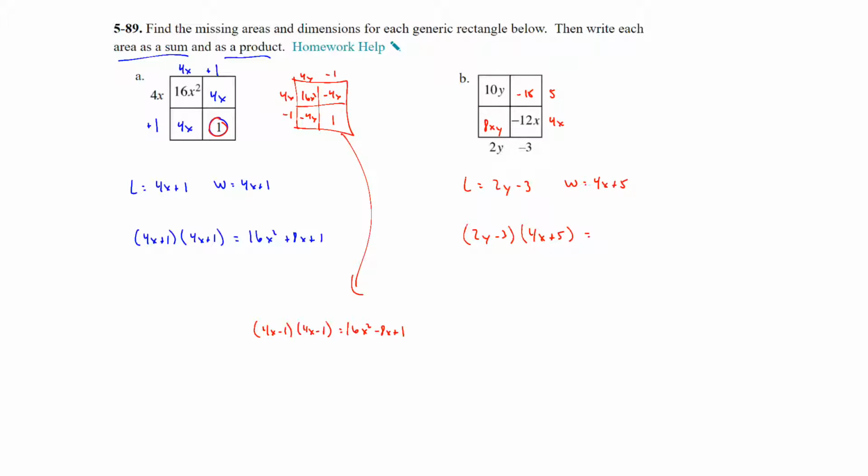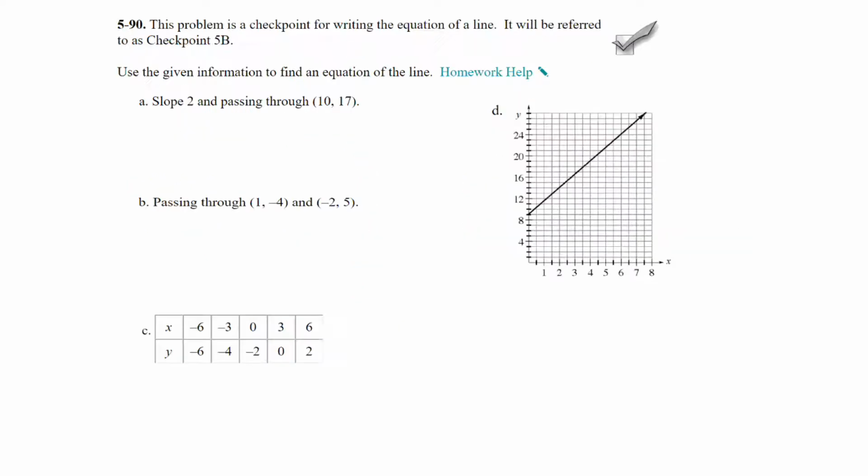And written as a product and sum, 2y minus 3 times 4x plus 5 is equal to, it doesn't look like we have any like terms here, so we'll just write everything down. We'll go with the 12x first, plus 8xy plus 10y minus 15. And I wouldn't necessarily care which order you had those terms in for that one. So that is rewriting using generic rectangles as a sum and as a product.